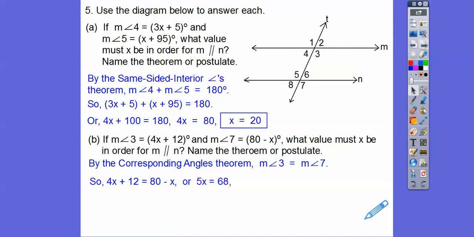Just leave it as an improper fraction. That's a good, groovy answer. As you get higher in math, they tend to leave them like that. So I know you guys want to get a decimal on that and get 13.6, I think. Anyways, but 68 fifths is a good answer.